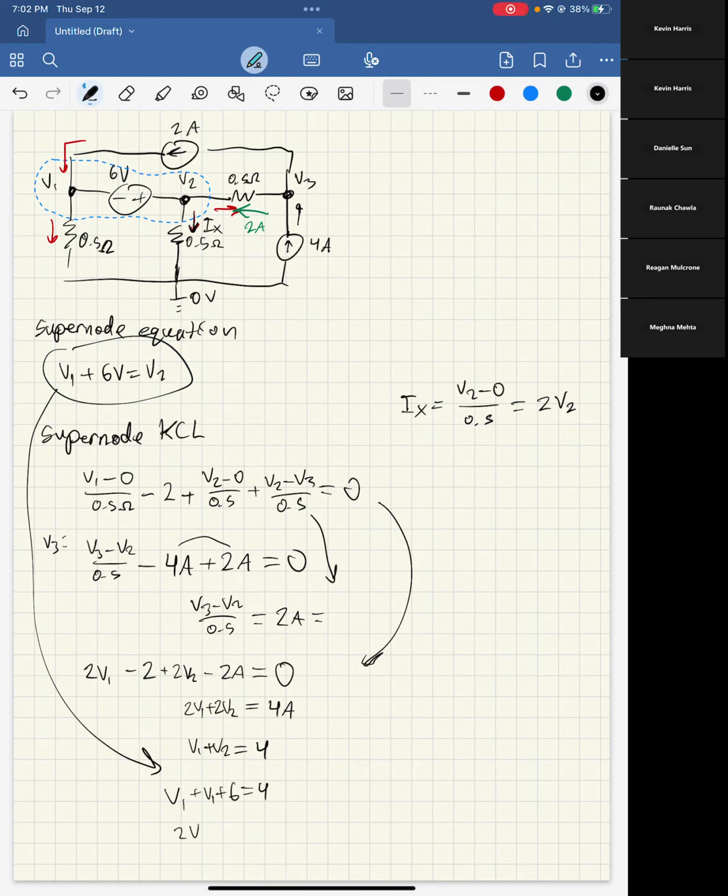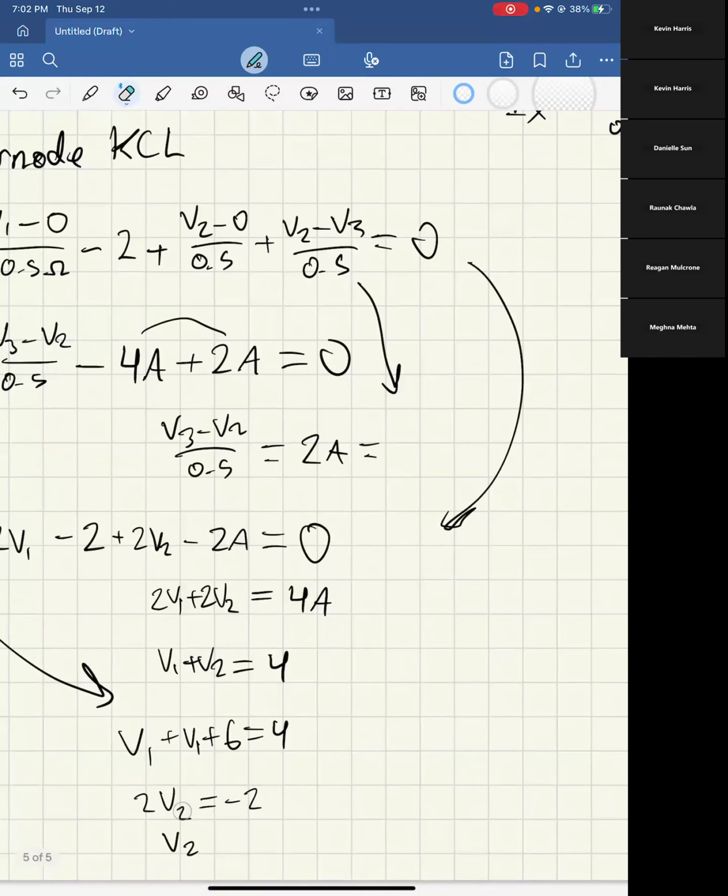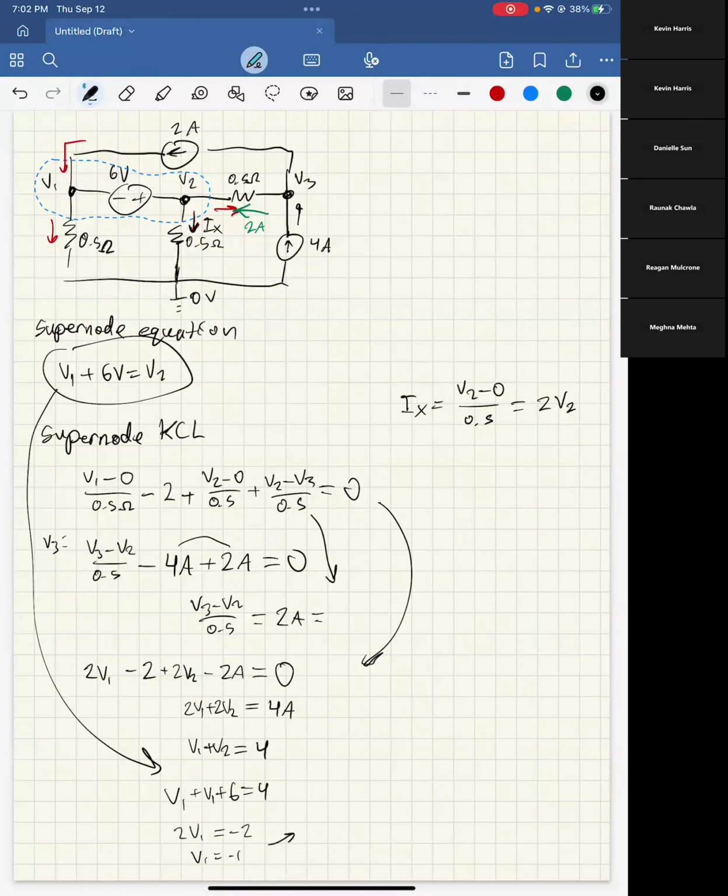That tells us that 2v1 equals -2. So v1 equals -1. Therefore, v2 equals -1 plus 6, which is 5. And then, did I do this wrong? I hope I didn't. I might have done this wrong. What is the answer this supposed to be? I might have made an algebra error somewhere along the way. Forgive me if I have.